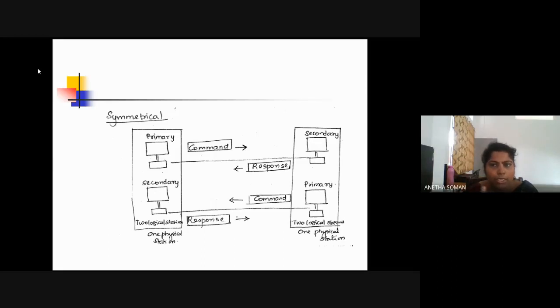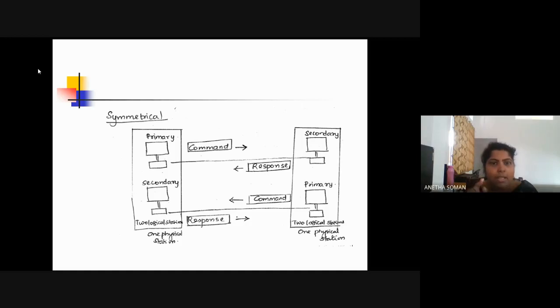When two devices are involved, they are connected. One is acting as the primary and the other one is acting as the secondary. The primary can issue commands and the secondary can respond. Similarly, for the second logical station, one is acting as the primary and the other one is acting as the secondary. Whoever is the primary device can issue the command and the secondary can give responses. So it is like an unbalanced configuration.